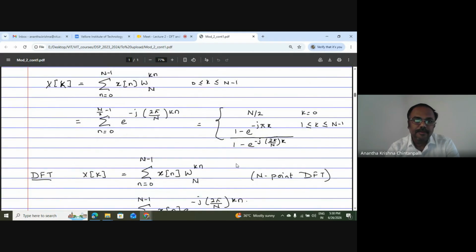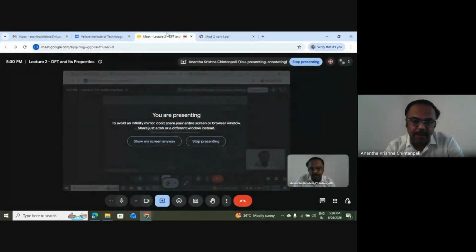Okay. So these are the basic signals where you can compute the discrete Fourier transform.